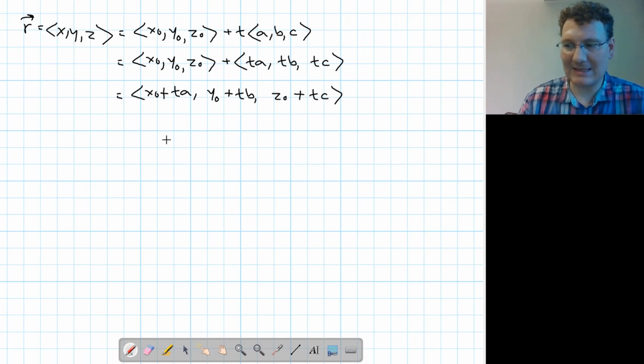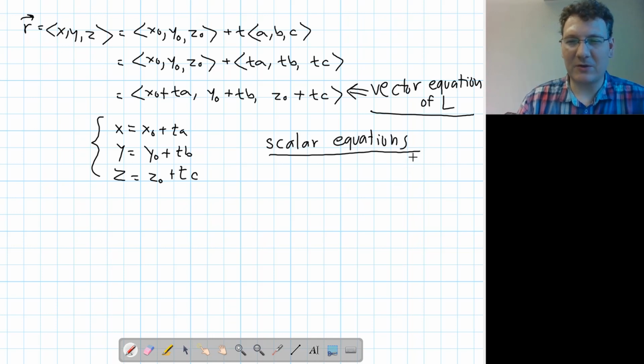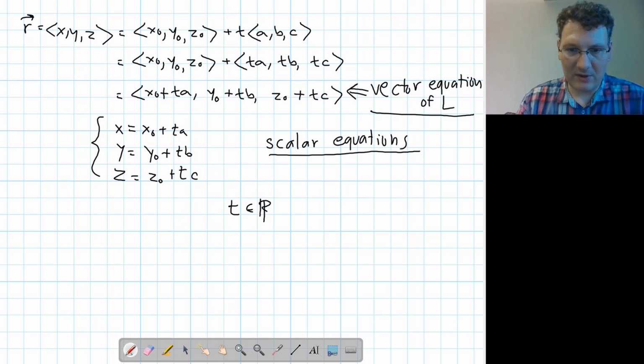Now if we were to write this, having the first component of r equal to the first component on the right hand side, we actually get three scalar equations. x equals x0 plus ta, y equals y0 plus tb, and z equals z0 plus tc. I'll say these are the three scalar equations, and then the above is the vector equation of L. It should be mentioned that t is just a real number, and t takes all values from negative infinity up to infinity in order to create all points on the line.